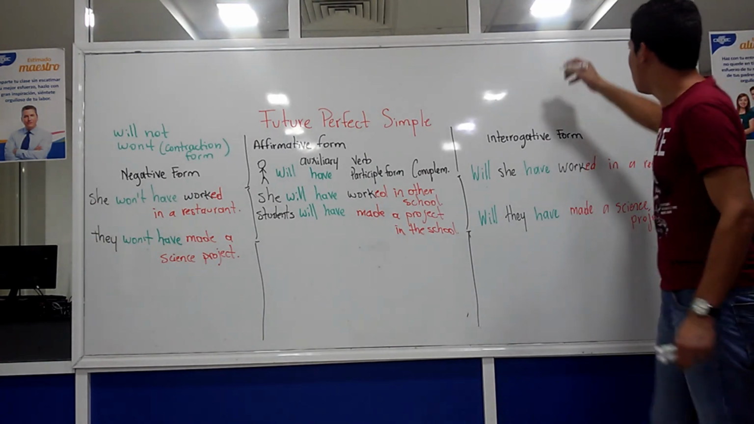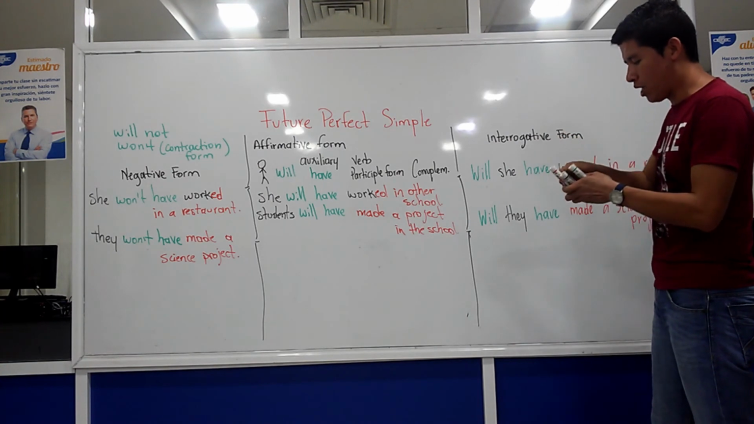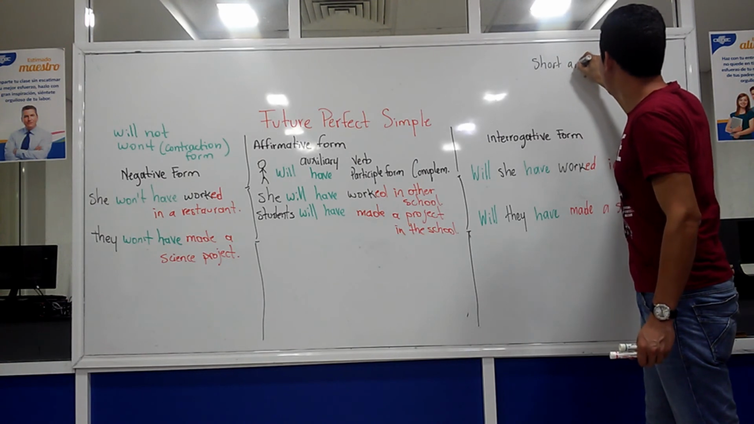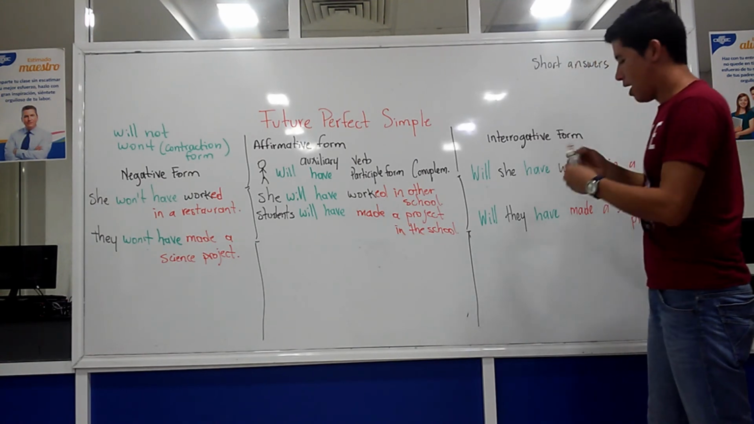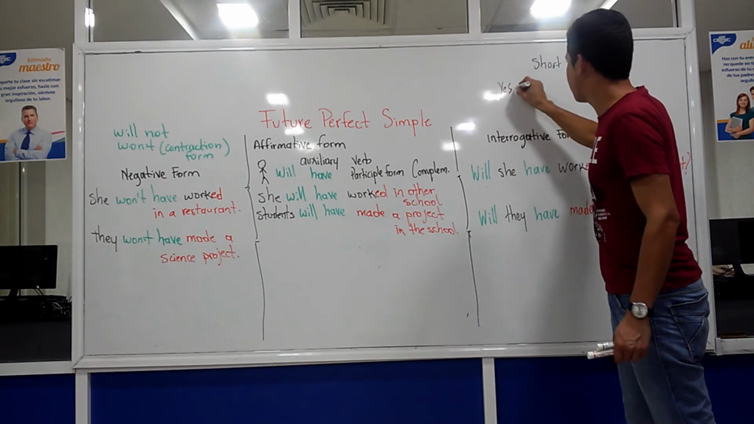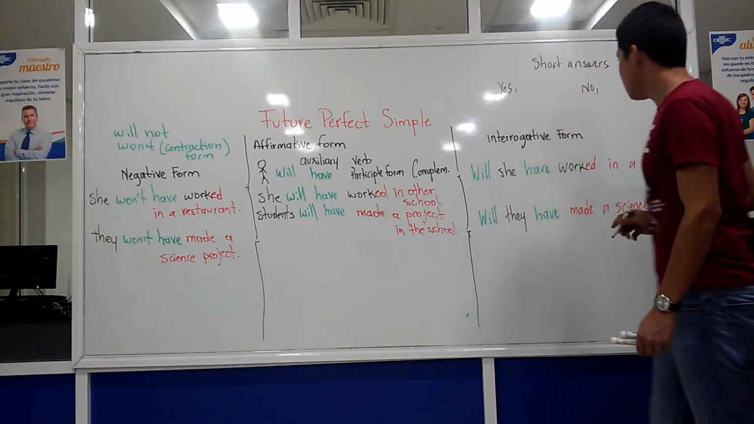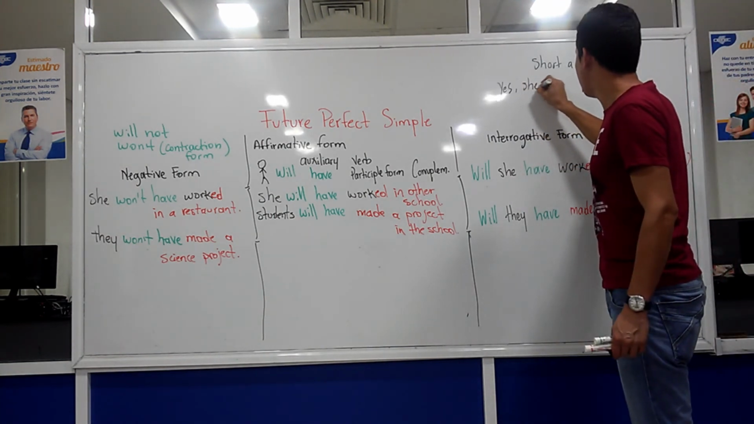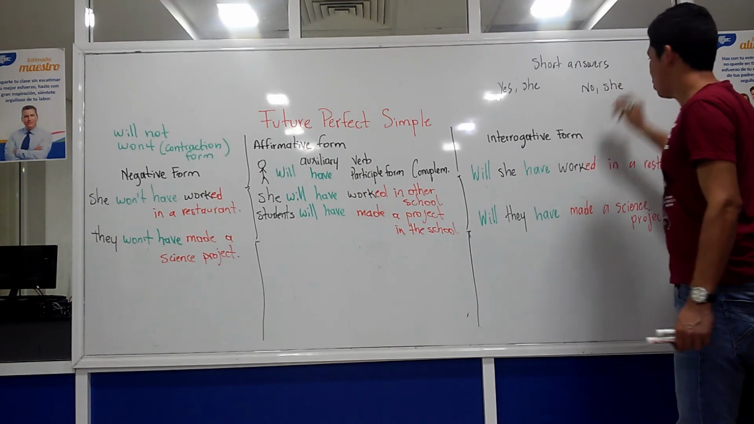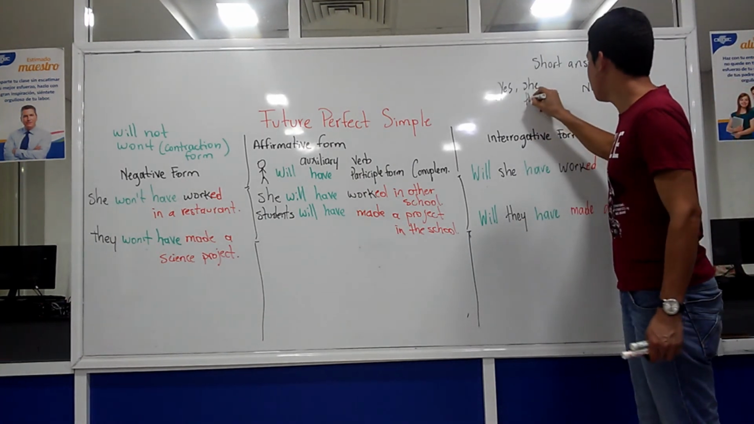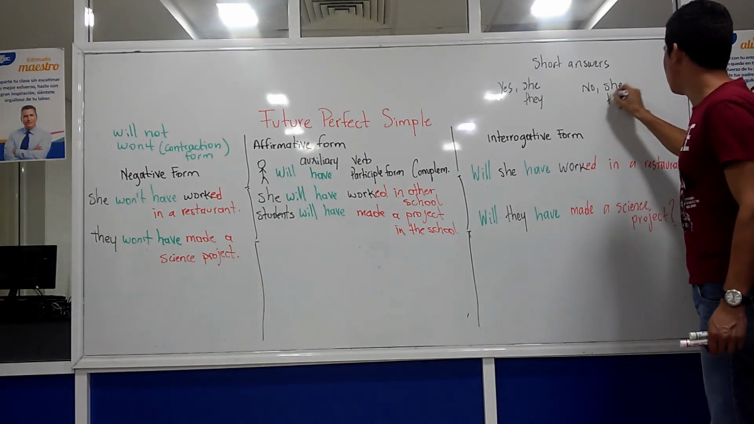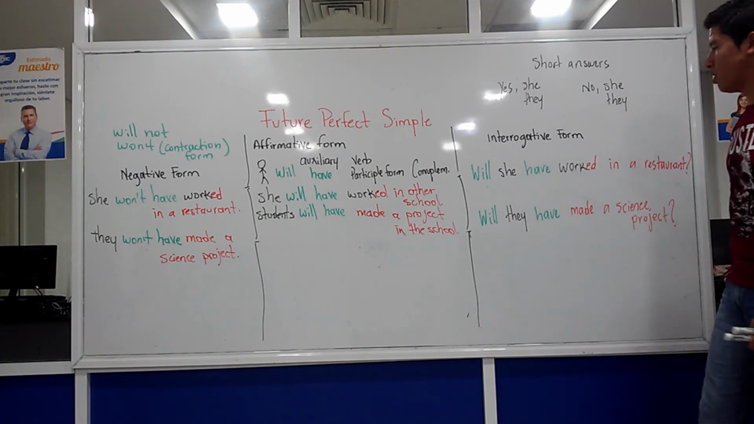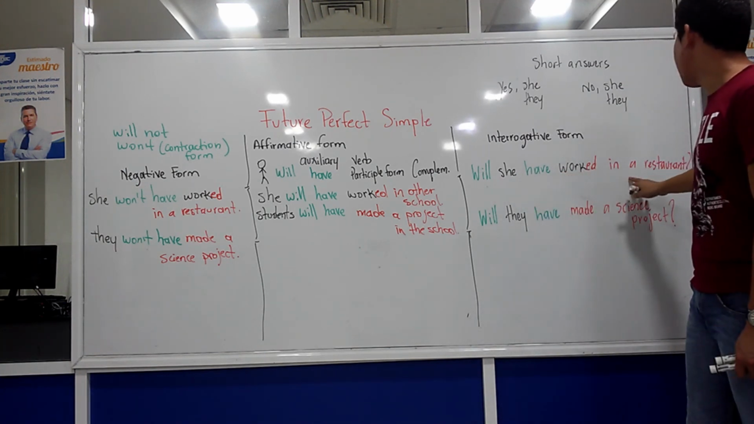Okay, we have short answers. You remember short answers, and I answer yes or maybe no. In this case, we are going to say yes, she, or maybe no, she, or in this case, yes, they, or no, they. And I use the auxiliary. Okay, this is this question. Will she have worked in a restaurant?